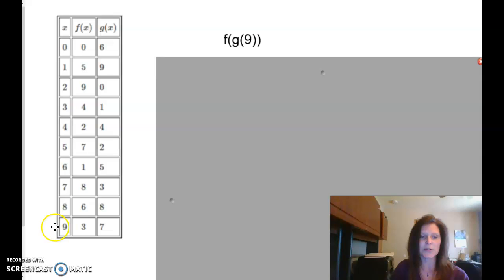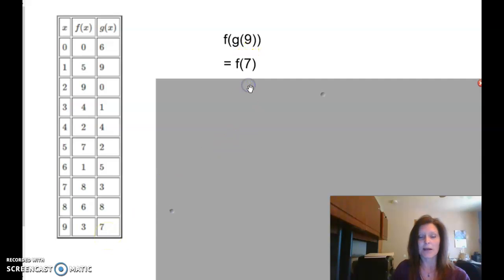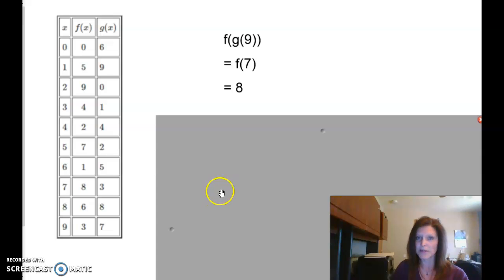Here's my x column, so here's 9. So I know that it's something related to this row down here, right? But I want g of 9, so I don't use the 3. Instead, I know that the g value there is 7. So what I have now is I want f of 7. Again, the number now is the x value, so I'm going to go up here and find x is 7. Now I'm going to look at this row, but this time I want the f value, so that's going to be the 8. Hopefully that makes sense.